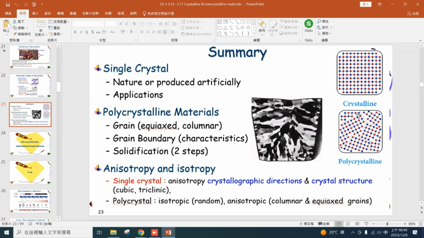So there are four characters of this grain boundary. Can anybody tell me what are these four characters? Pick up one, 0.5 point, early bird. There are four characteristics of the grain boundary. Anybody want to tell me? Yes, please.